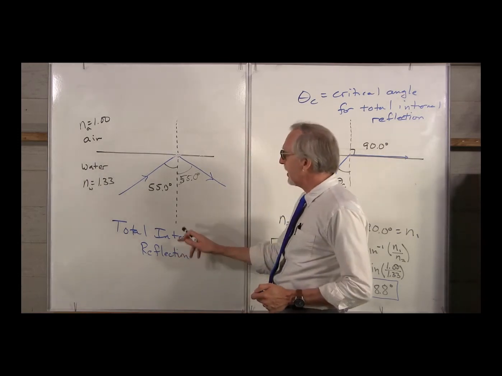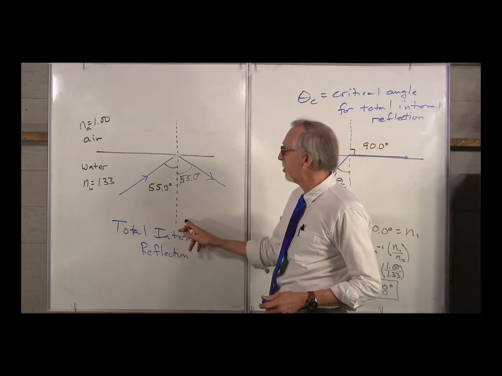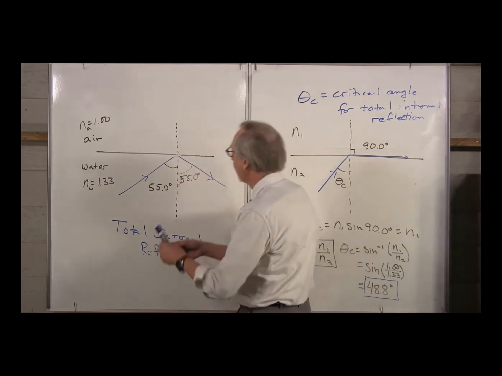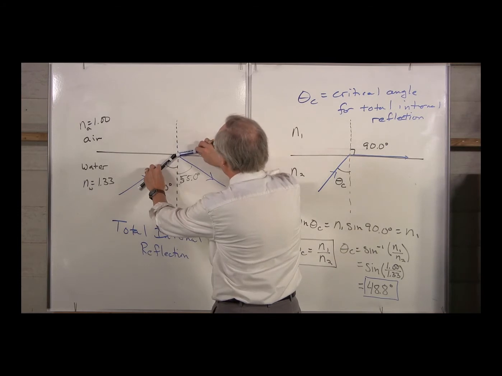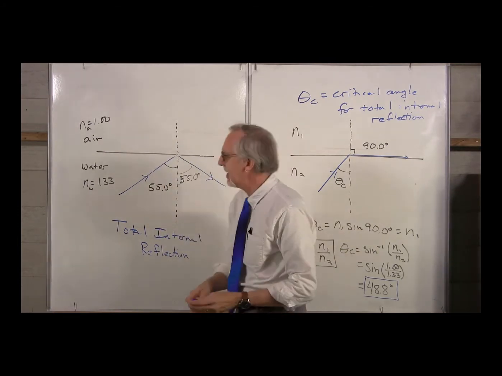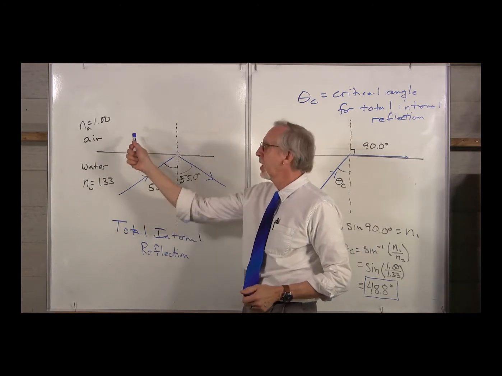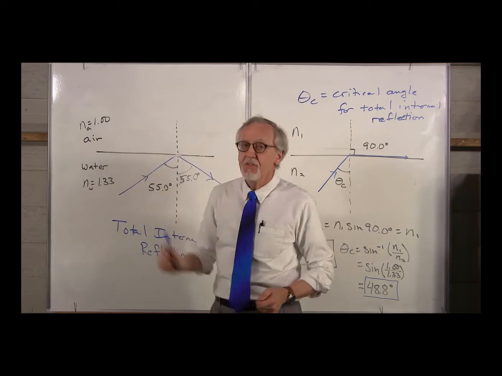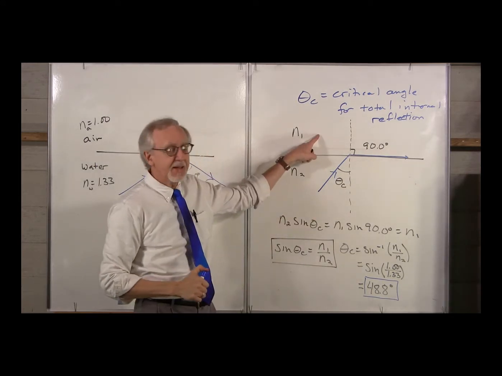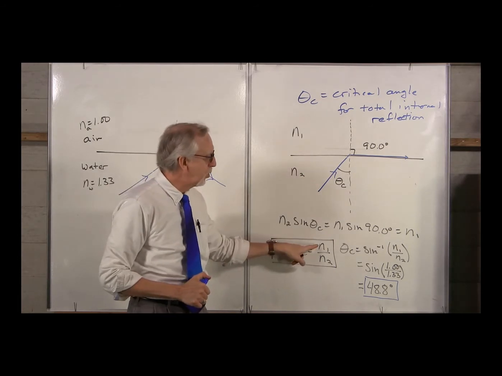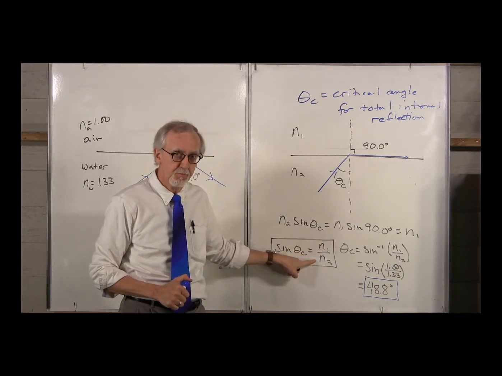Now keep in mind that in order to have total internal reflection, we have to have a ray that is going to refract away from the perpendicular, which means the ray must be in a larger index reflecting off of a smaller index, which means the upper index must be smaller than the lower index. N1 must be less than N2.